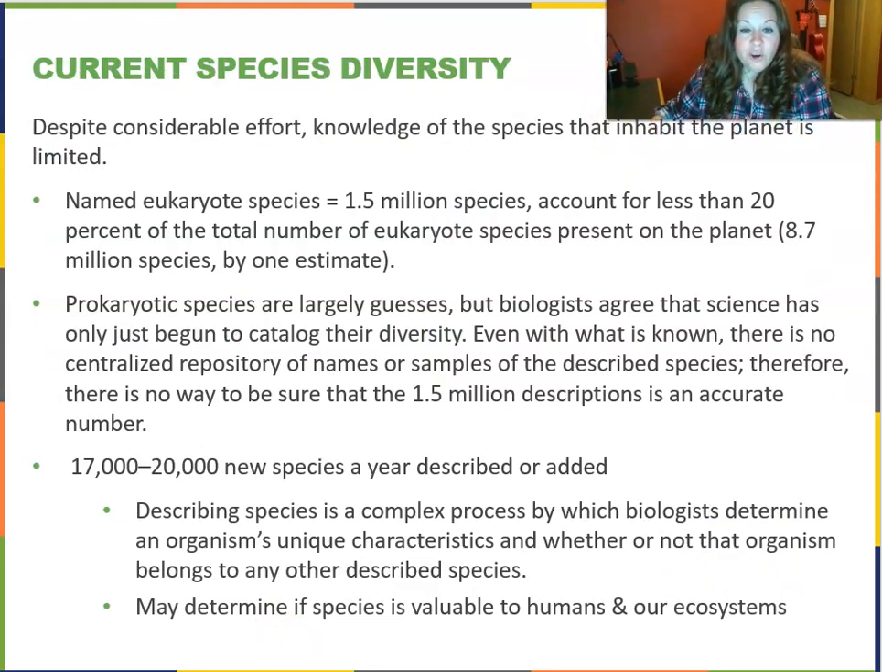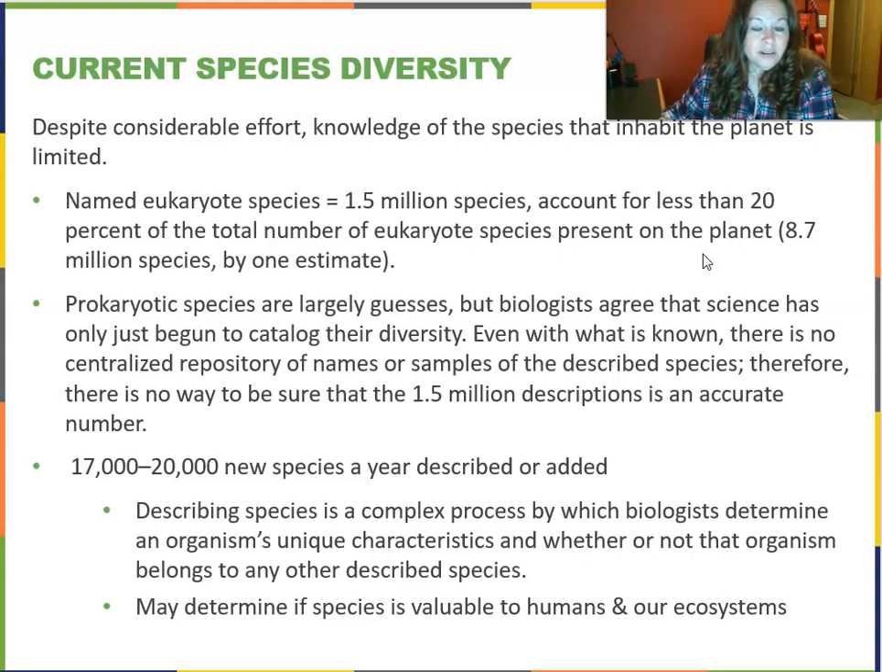Let's take a look at current species diversity. Despite considerable efforts, knowledge of the species that inhabit the planet can be limited. They can be hard to count. So named eukaryote species are about 1.5 million species. It accounts for less than 20% of the total number of eukaryote species present on the planet, which by one estimate is 8.7 million species.